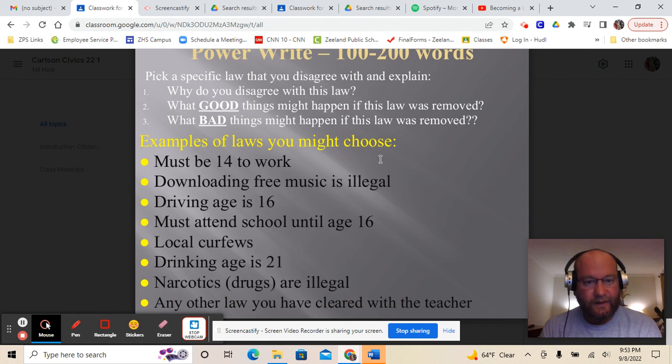Hopefully, that's a decent explanation for you. Again, the 100 to 200 words is just sort of a suggestion. Don't write like 5 pages on this. I don't want you guys to be doing that much work for this. Just quickly get your thoughts and ideas down on a sheet of paper and really dive into some rule or law that you disagree with.